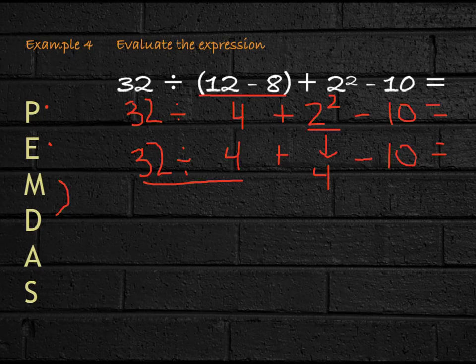Now, we have multiplication and division, left to right. So let's start on the left side, and yes, we do have one. 32 divided by 4. That would be 8. Oh, let's fix that down there. That's kind of weird.